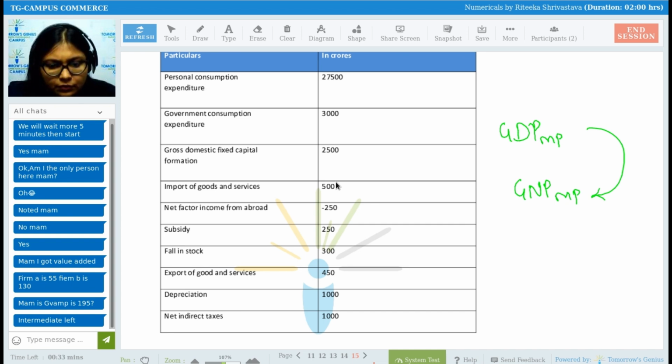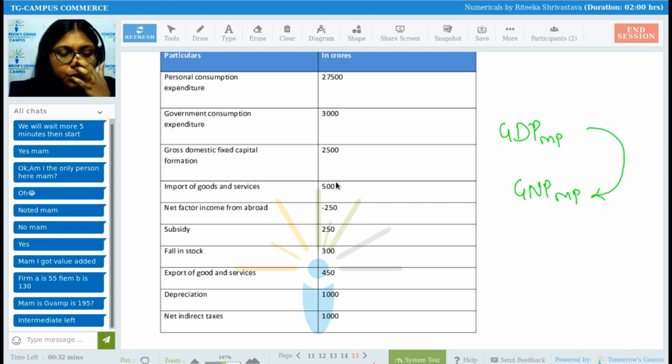And so they gave gross domestic fixed capital. Gross domestic capital formation is gross domestic fixed capital plus inventory investment. Inventory investment they didn't give. Inventory investment is nothing but change in stock, which means closing stock minus opening stock. Closing stock and opening stock are not given. They have given you only fall in stock.